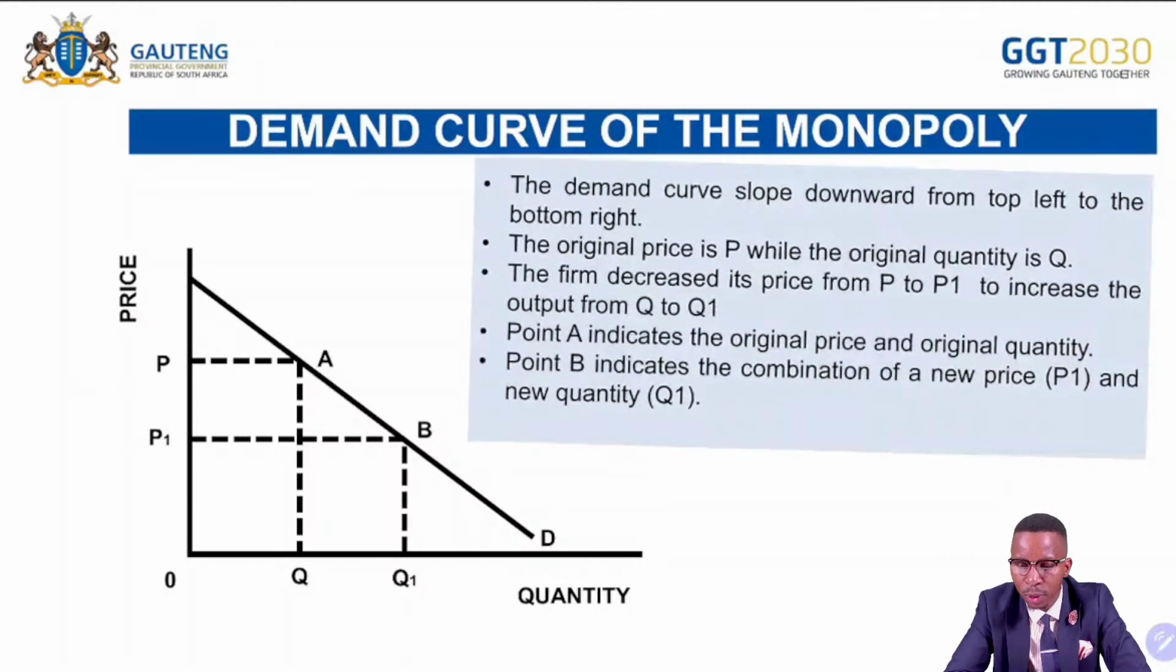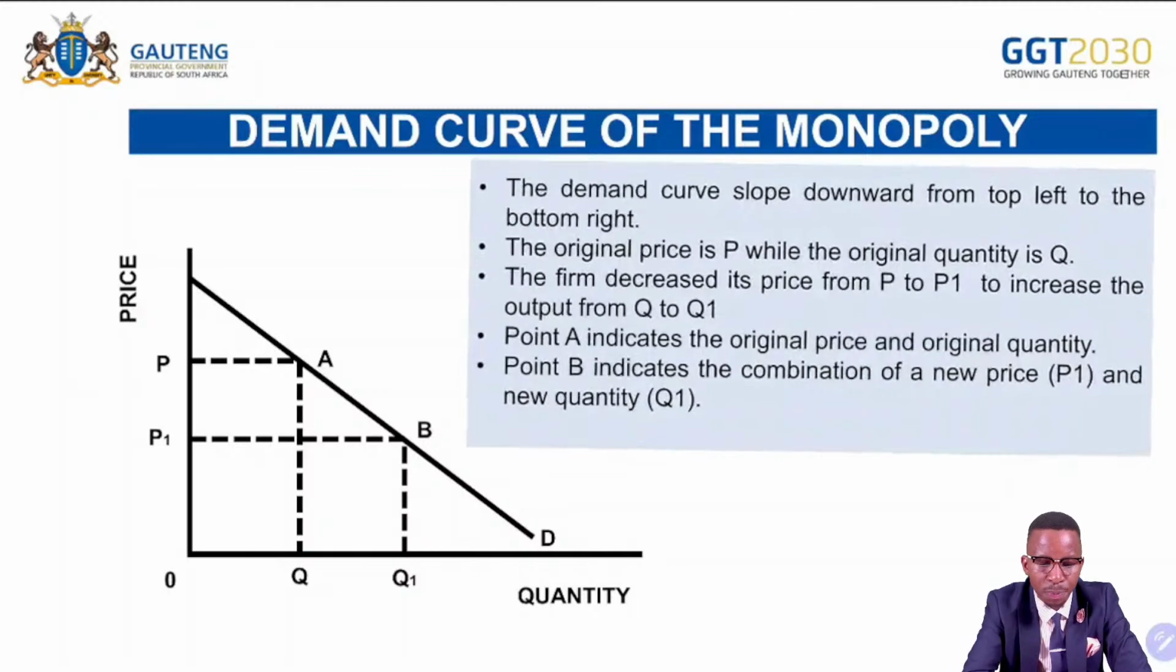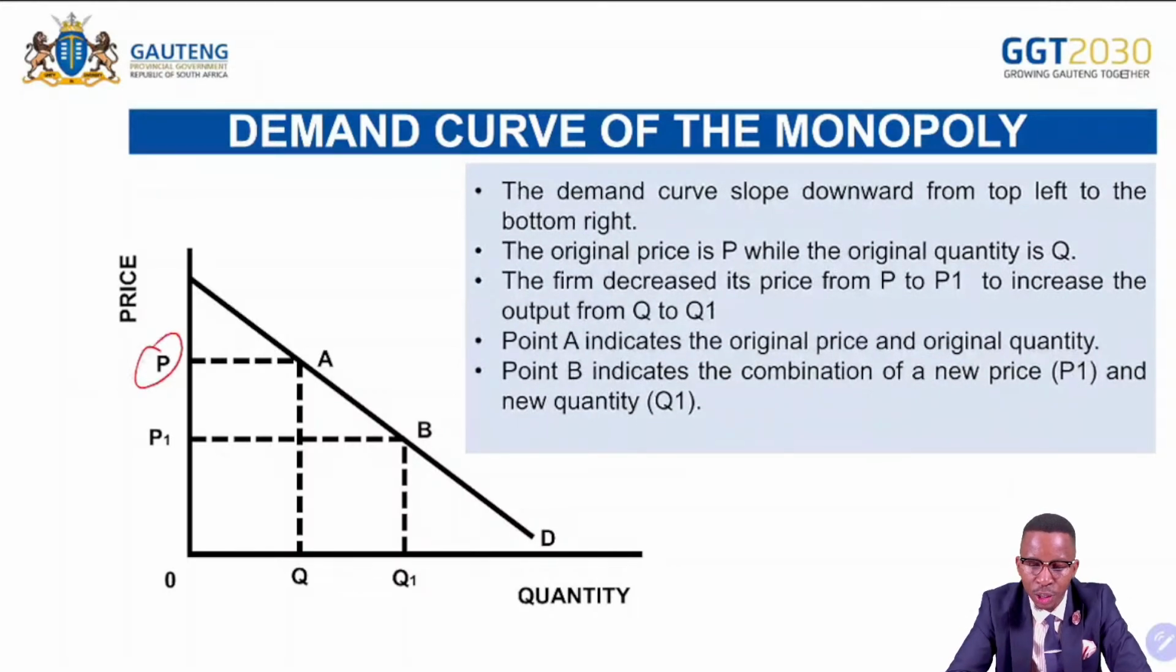The demand curve slopes downward from top left to bottom right. The original price is P, and the original quantity is Q. The firm decreased its price from P to P1, so the price has been lowered from P to P1 to increase its output from Q to Q1. Point A indicates the original price and the original quantity, and point B indicates the combination of the new price P1 and the new quantity, which is Q1.